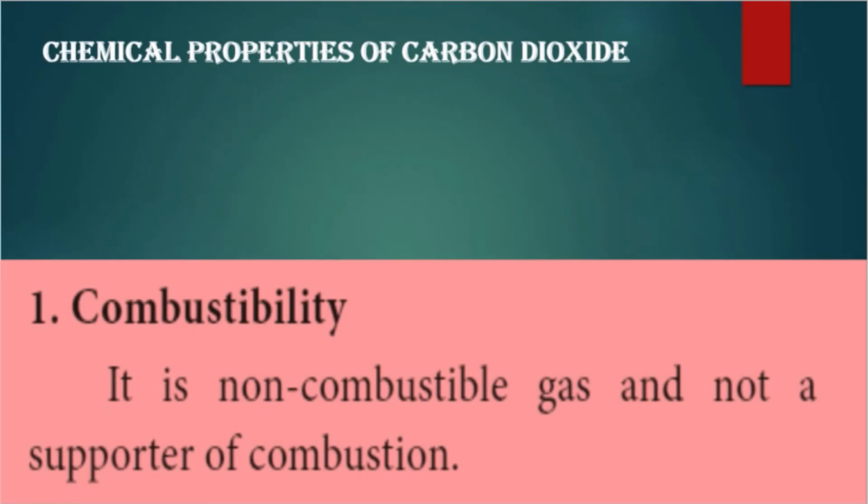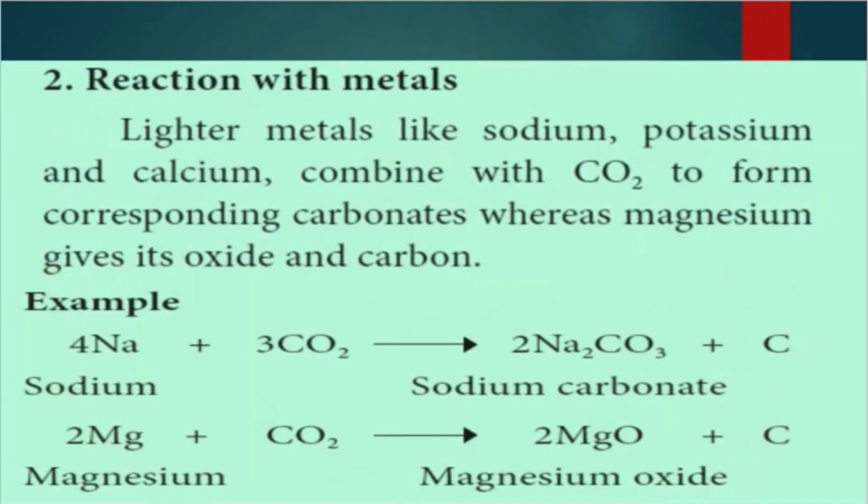Chemical properties of carbon dioxide. Combustibility. It is a non-combustible gas and not a supporter of combustion. Reaction with metals. Lighter metals like sodium, potassium and calcium combine with carbon dioxide to form corresponding carbonates, whereas magnesium gives its oxides and carbon. Example, sodium plus carbon dioxide gives sodium carbonate plus carbon. Magnesium plus carbon dioxide gives magnesium oxide plus carbon.